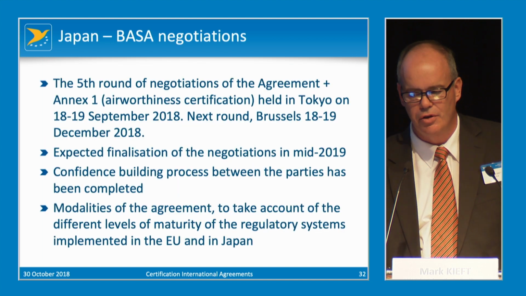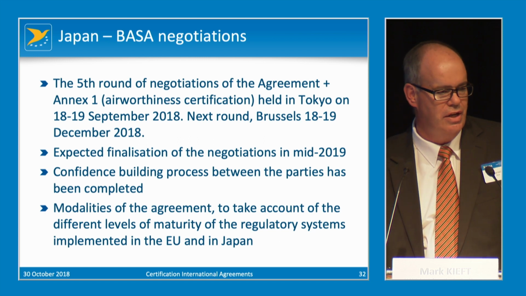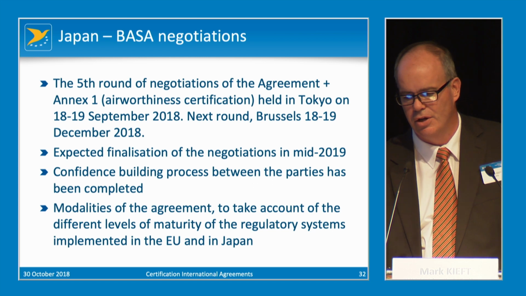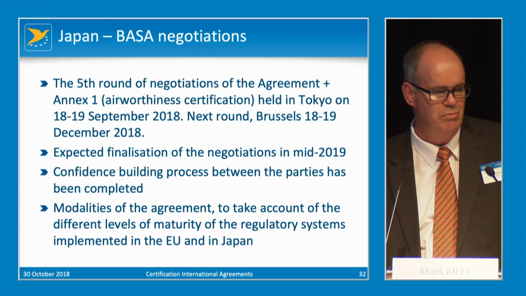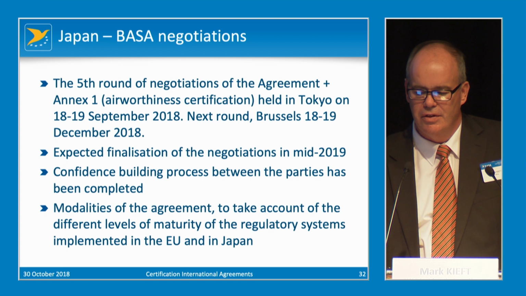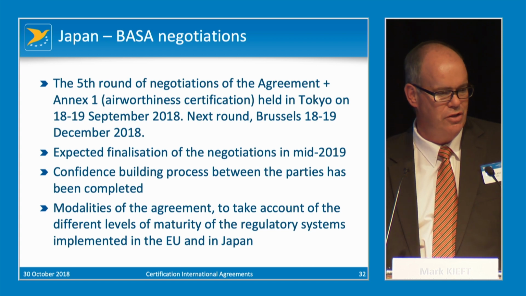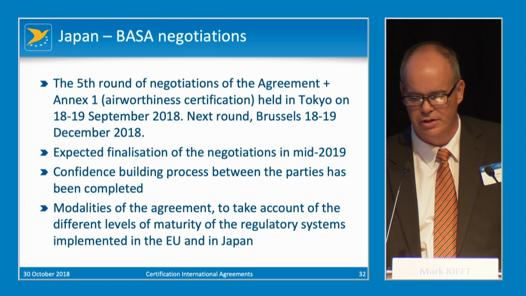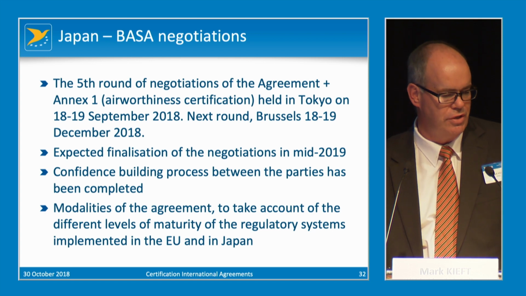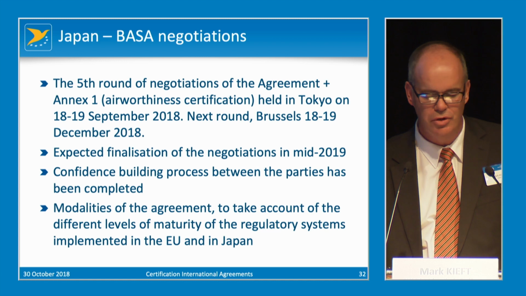Japan, the 5th round of negotiations on the agreement and Annex 1 on airworthiness certification were held in Tokyo, and the next round is in December in Brussels. Expect finalization of the negotiations in mid-2019, so it's a little bit behind the Chinese BASA in the negotiation phase. But the confidence building process has happened. Everyone's happy with each other's work.